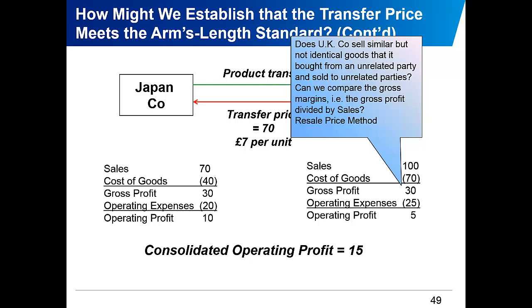If they earn the same gross margin, it would be indicative then that they're probably not overpaying or underpaying for the TVs that they're buying from their related party, because they're earning a good margin on them, the same margin they'd earn if they had bought things from unrelated parties.